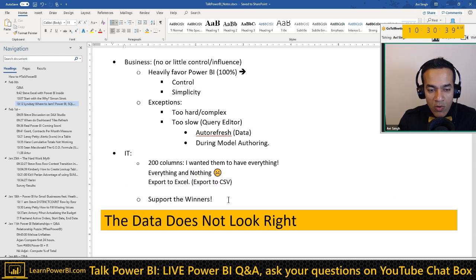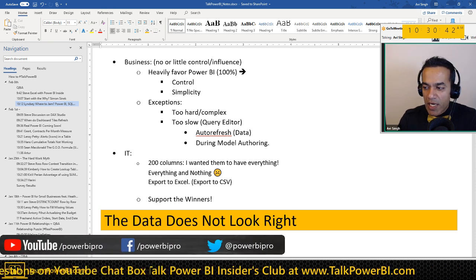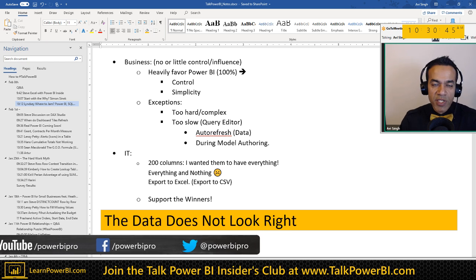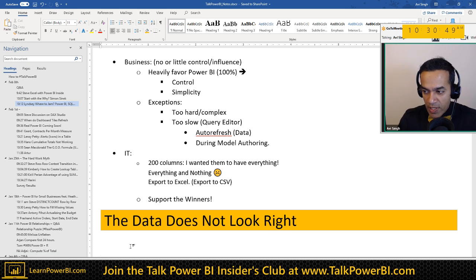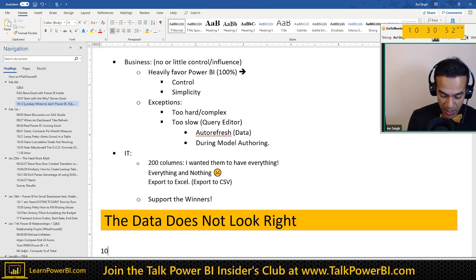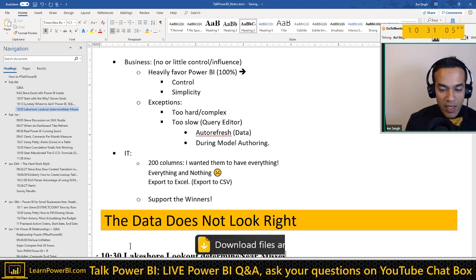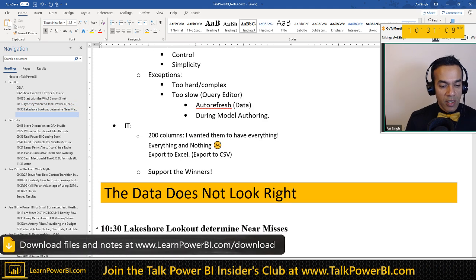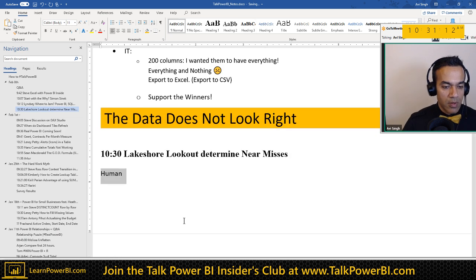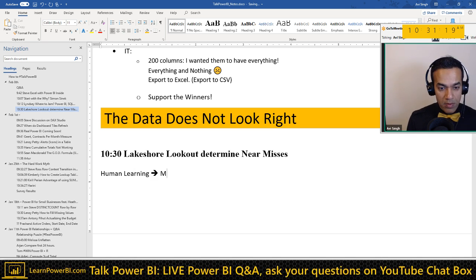Lakeshore Lookout, I'm not sure how complex the data set is. If you're able to provide a dummy data set for us, we can have you call in and share your screen and we can work through that. Short of that, what I always say is human learning before machine learning. That's actually not always true, but if you start using AI, AI can kind of do it for you.